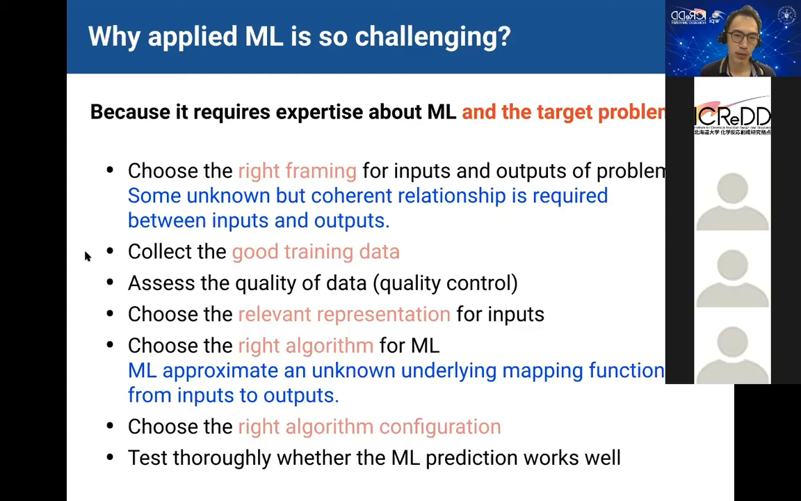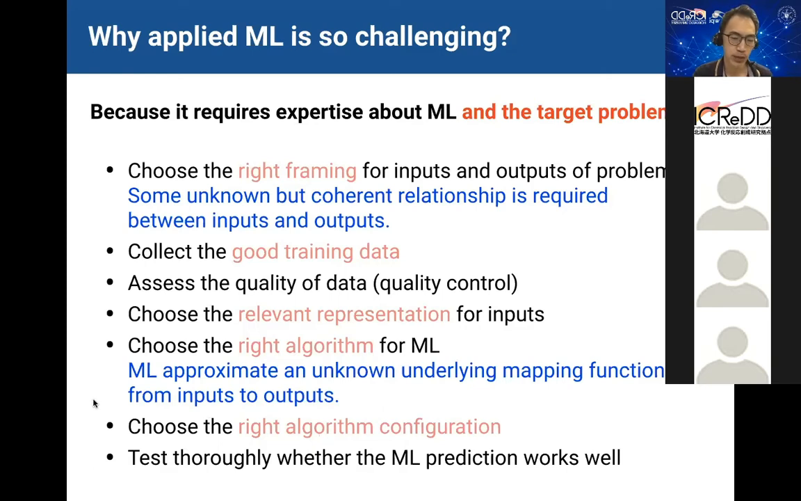And also, you need to collect nice training data. I will explain this part subsequently, but the training data is key to the success of machine learning. You also need to assess the quality and quantity of the data, choose the relevant input variables, choose the right algorithm for machine learning, and choose the right algorithm configuration. And lastly, we need to evaluate thoroughly, I mean, from various aspects.